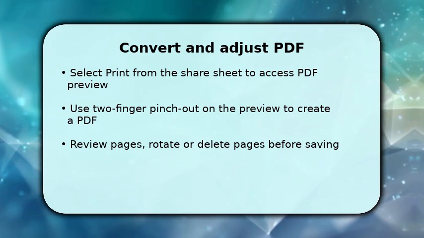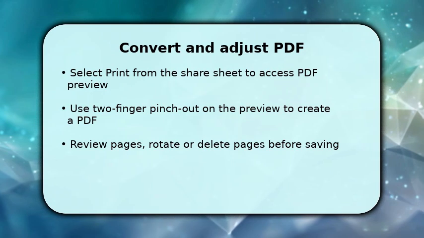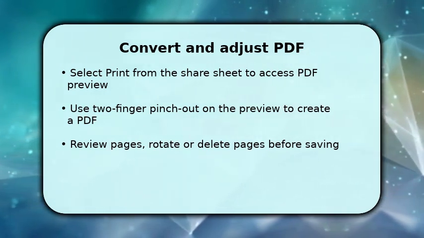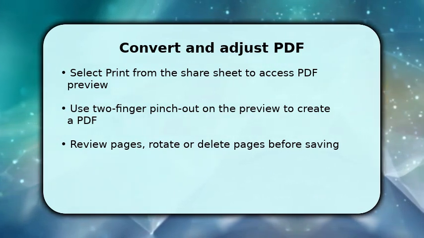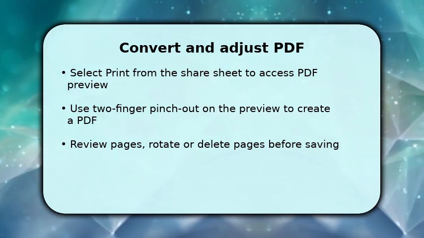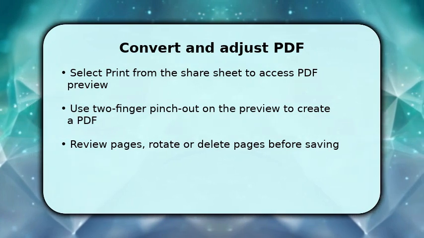When the printer options appear, use a two-finger pinch-out gesture on the page preview to expand it into a PDF document. Once it becomes a PDF, swipe through each page to review orientation and content. Tap the markup or rotate tools if you need edits. This step transforms the note into an editable PDF and lets you verify every page.